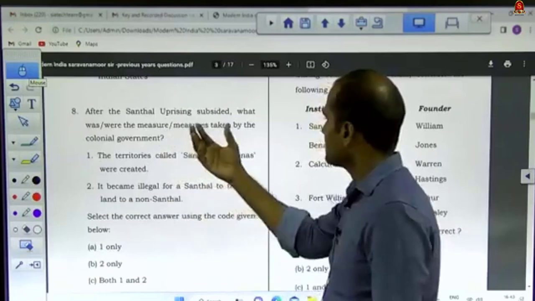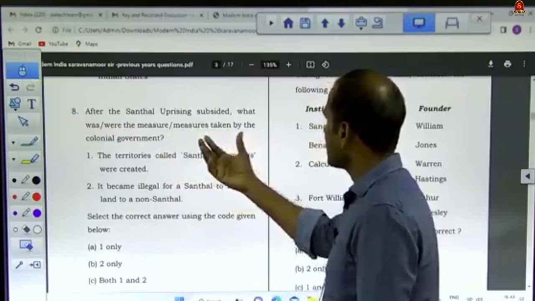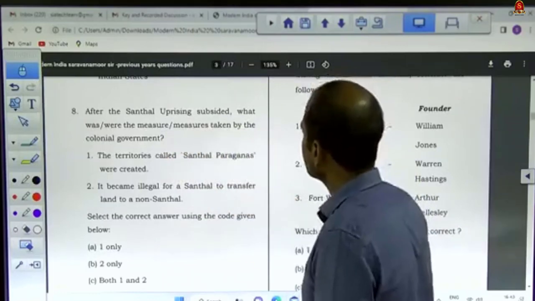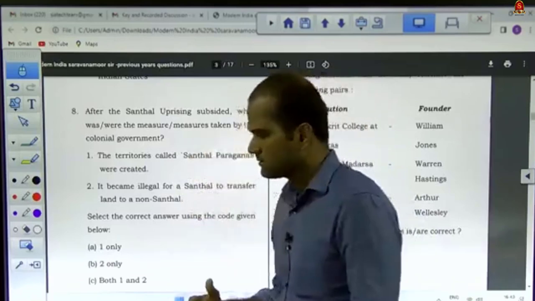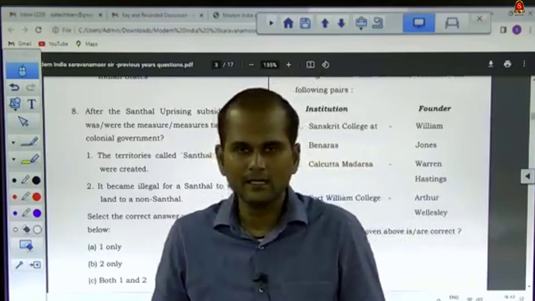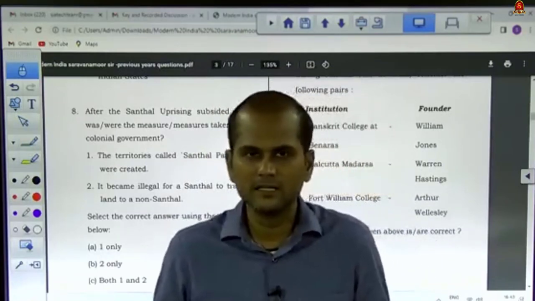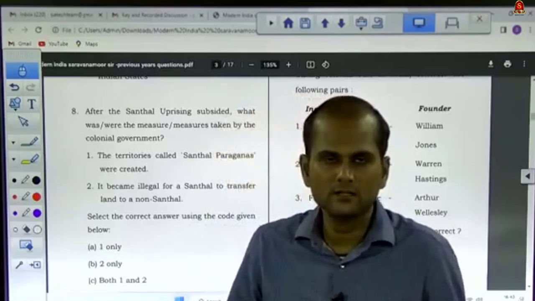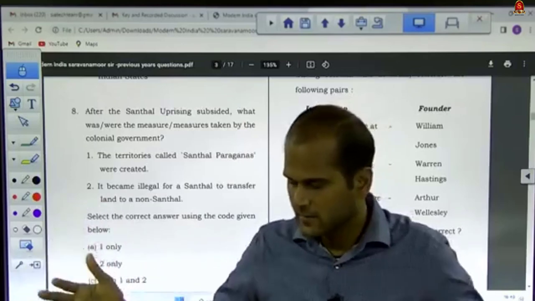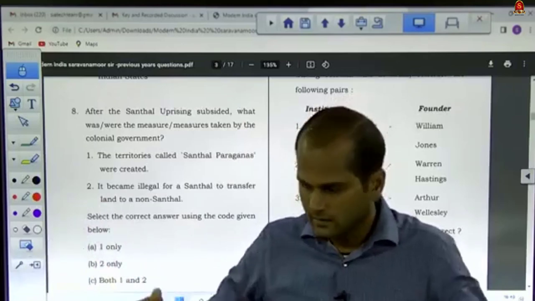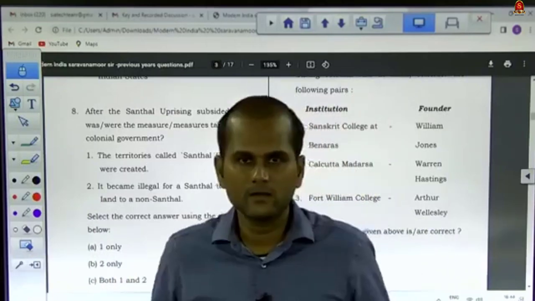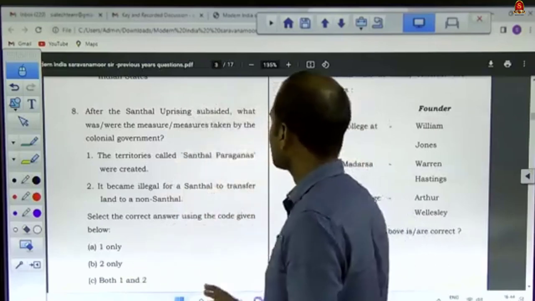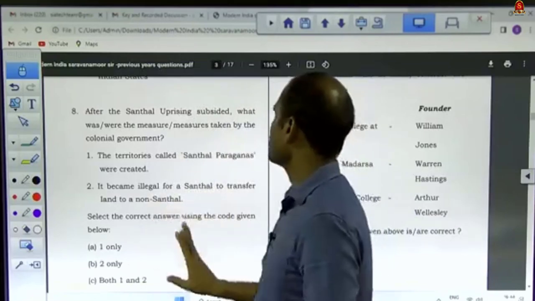Question number 8. After the Santhal uprising, what were the measures taken by the colonial government? The territory called Santhal Pargana was created. One of the main reasons was agrarian dispute, along with outsiders. The outsiders were commonly called Diku. Because of so many outsiders, they considered it a cultural disturbance. That's why the British, after the Santhal uprising, carved out the Pargana with many restrictions. It's very similar to the inner line permit, where others should not enter. It became illegal for Santhals to transfer land to non-Santhals.